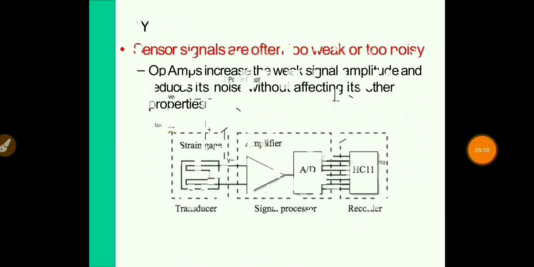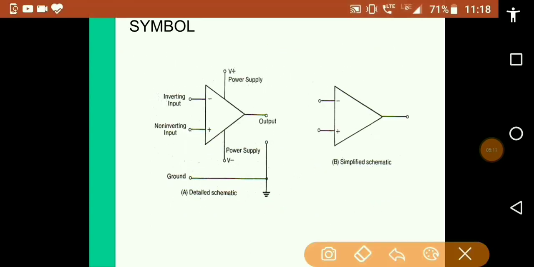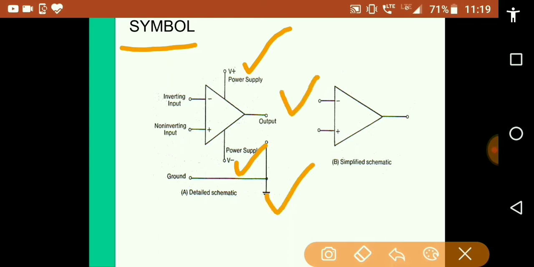This is the symbol of operational amplifier. This is the plus V, plus power supply. This is minus V or negative power supply. This is output. This is ground. This is inverting input, and this is non-inverting input. This is the detailed schematic diagram, and this is the simplified schematic diagram. So these are the symbols of operational amplifier.